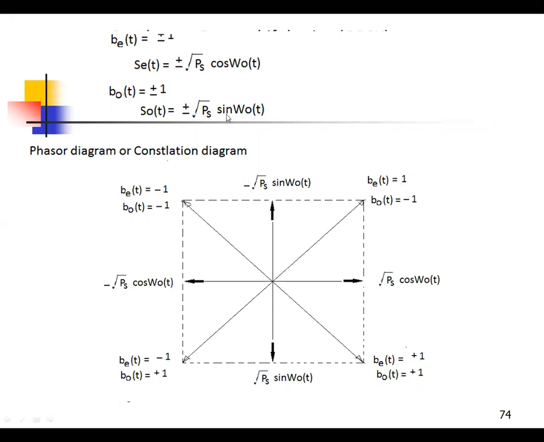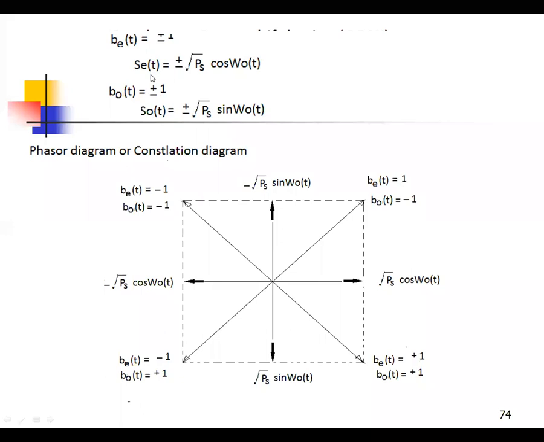Now how many signals do we have? Four signals. Root PS cos omega naught t is one signal, that is on the x-axis positive side. Opposite of that is minus root PS cos omega naught t, another signal. These two signals have a 180 degrees phase difference.